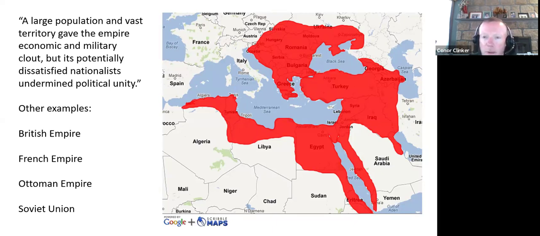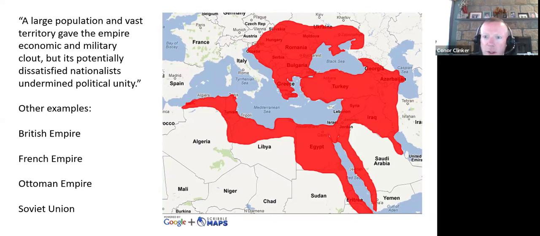So why did it break up if it was so big and rich and powerful? Because of nationalism. Look at all the countries that are included in what was the Ottoman Empire. For example, we have Egypt, we have Israel, we have Greece, we have Romania. What do those places have in common? Religion? No. Language? No. History? No. Ethnicity? No. Race? No. Culture? No. They have nothing in common.